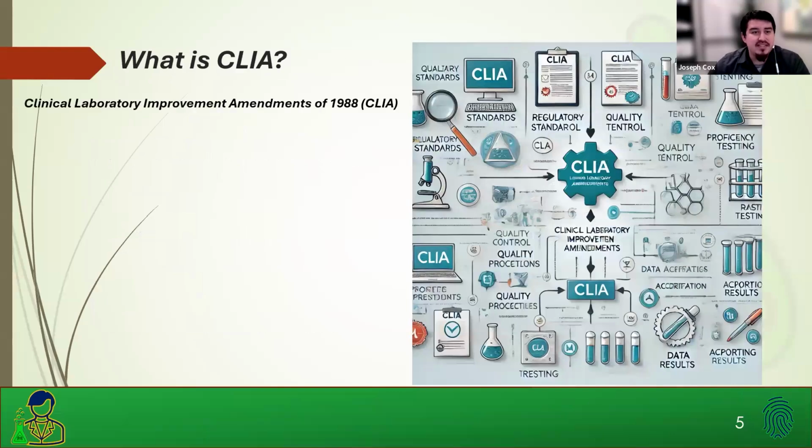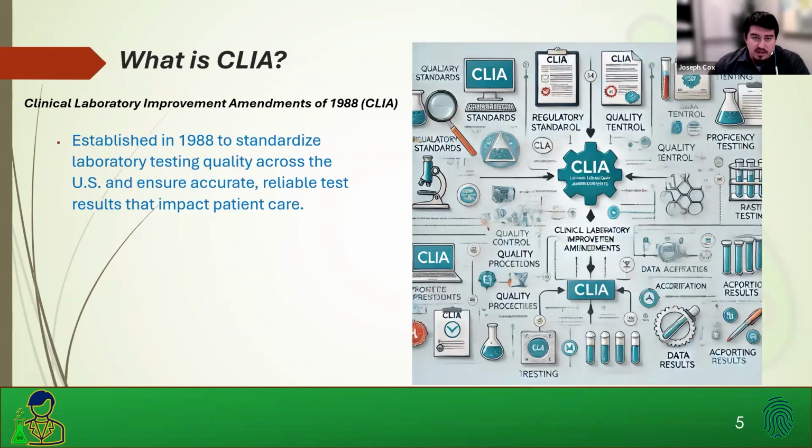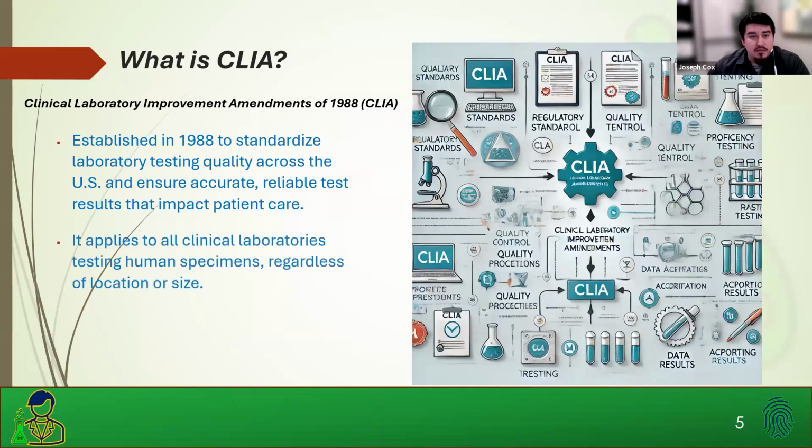So what is CLIA? CLIA is the Clinical Laboratory Improvement Amendments of 1988. That's specifically what someone is referring to when they refer to CLIA. It was enacted in response to concerns about poor laboratory practices. So this is what initiated a lot of compliance in clinical laboratory settings. It was established in 1988 to standardize laboratory testing quality across the U.S. and to ensure accurate, reliable test results that impact patient care. It applies to all clinical laboratories that test human specimens, regardless of location or size.